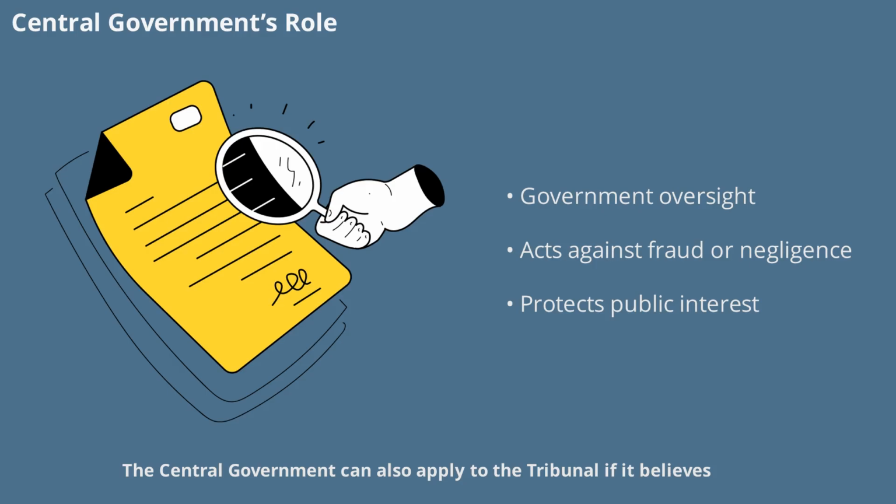The central government can also apply to the tribunal if it believes a company's affairs are being conducted in a way that harms public interest. If there is evidence of fraud, negligence, or intent to defraud creditors or members, the government can initiate proceedings. This adds an extra layer of oversight, ensuring that even powerful management teams are held accountable.